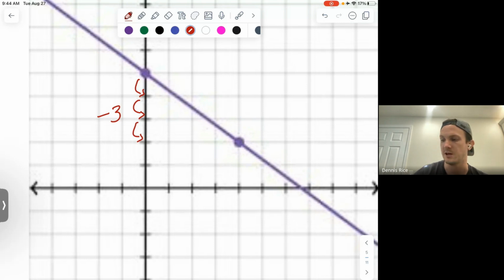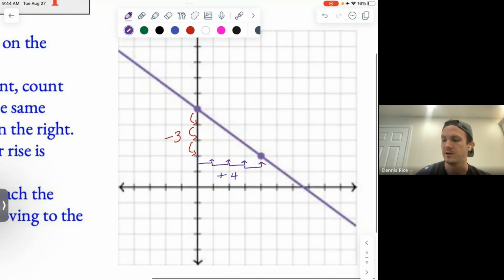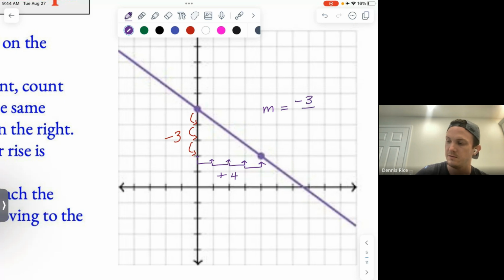Now, your run is always going to be positive because we're always going to be running to the right, being that we started on the left. So I'm right here right now. How many boxes do I have to go to the right? Let's count. 1, 2, 3, 4. So my run here would be 4. Putting these two together, the slope of this line would be -3/4.